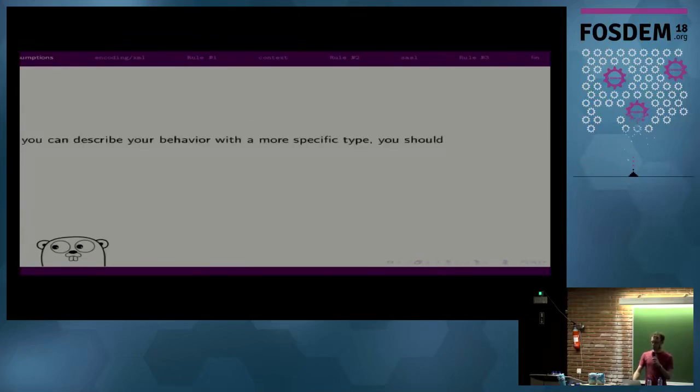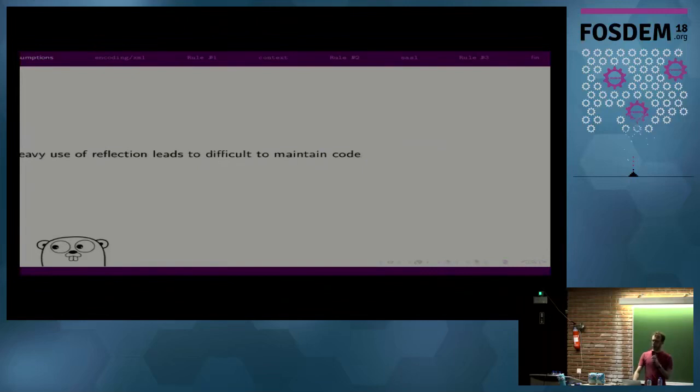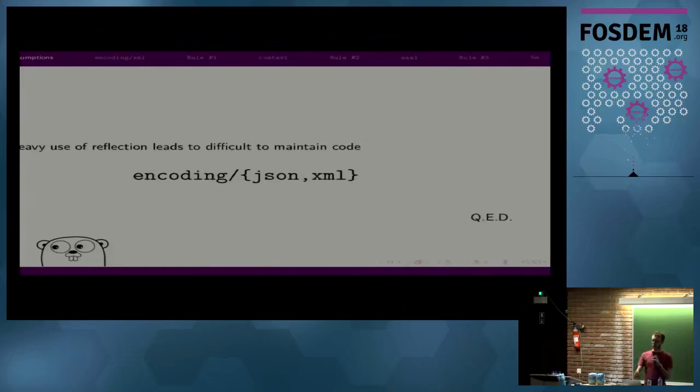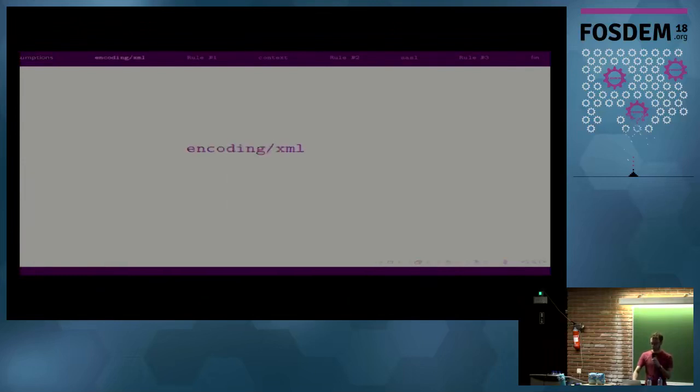And if you can describe your behavior with a more specific type, you should. I think this is another one of the Go proverbs. And finally, possibly the most controversial, heavy use of reflection leads to difficult to maintain code. If you're a Ruby developer and disagree with this, then go attempt to modify one of the encoding/JSON or XML packages and then get back to me afterwards. Those are the things you need to understand going in, or maybe not agree with, but it would be helpful. So let's start with the encoding packages.